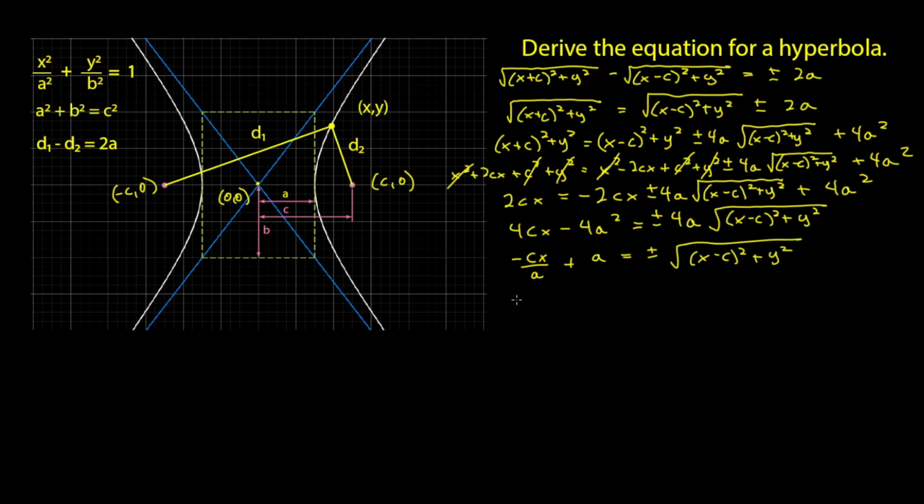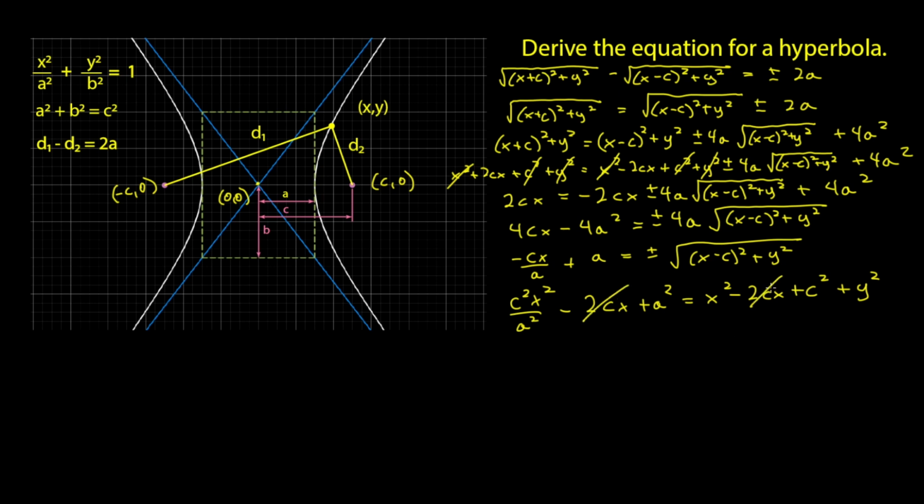Squaring both sides, we have c squared x squared over a squared minus 2cx plus a squared. If I were you, I would write this out right here and FOIL it out on the side. So this time, when we square this side, the radical will go away, and I'm left with this, which we're going to FOIL in one step. We've got x squared minus 2cx plus c squared plus y squared. Now canceling like terms, 2cx and 2cx go away.